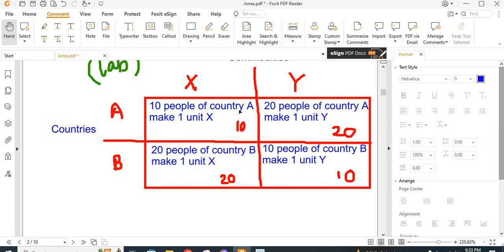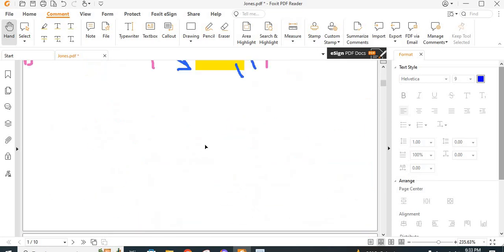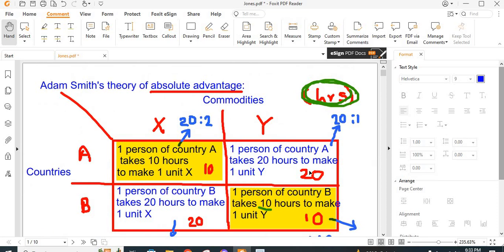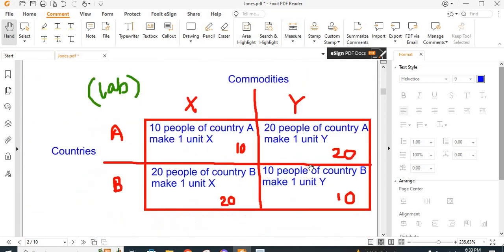A ends up producing all X's, B ends up producing all Y's, and then they exchange. So the basic concept of absolute advantage remains the same. You do what you are the best at, whatever you have absolute advantage in, and then you exchange with the people that you are surrounded by, and then both of the countries will be better off. So that is an alternative way.